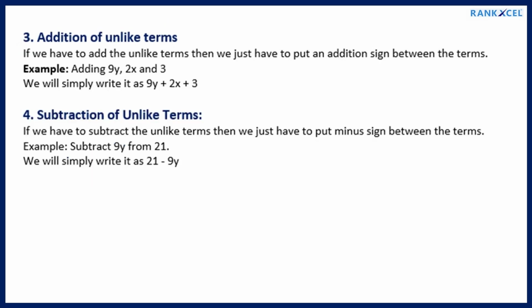3. Addition of unlike terms. If we have to add unlike terms, then we just have to put an addition sign between the terms. Example, adding, we will simply write it as 9 plus 2x plus 3. 4. Subtraction of unlike terms. If we have to subtract unlike terms, then we just have to put a minus sign between the terms. Example, we will simply write it as 21 minus 9.